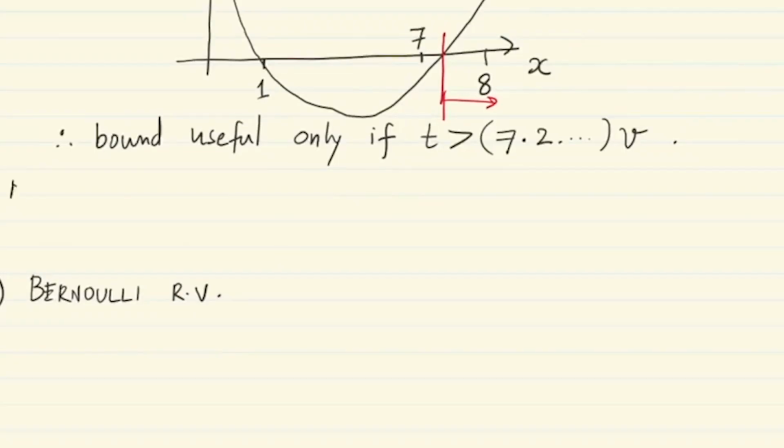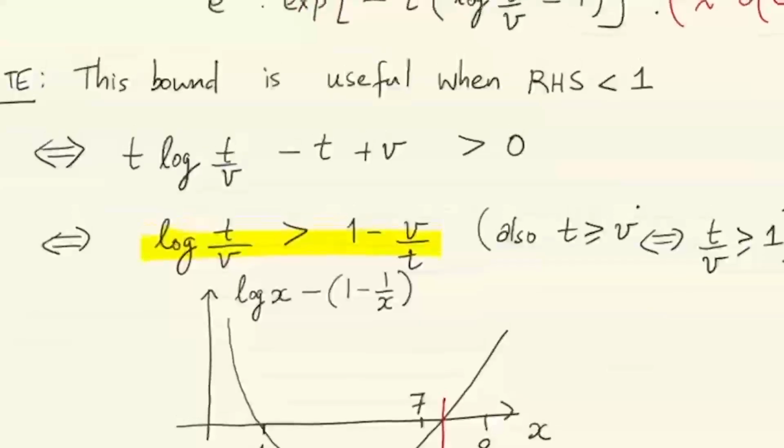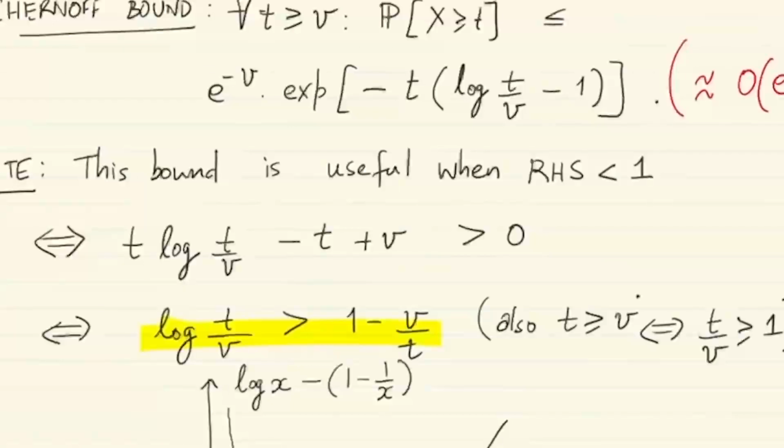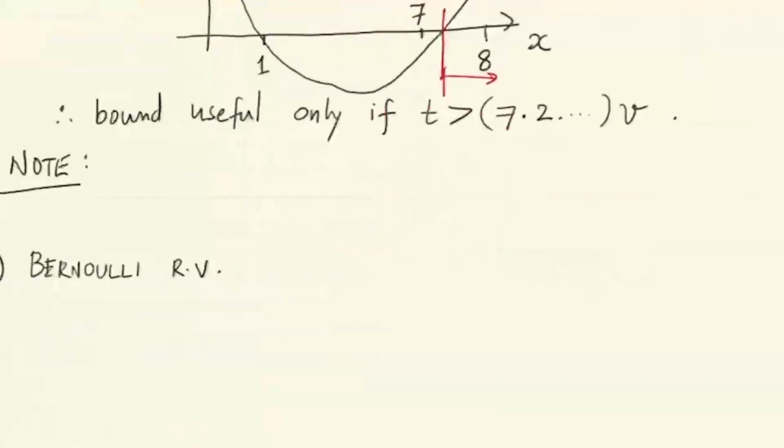Another note here is that we don't need to necessarily work with such a complicated form for the Cramér transform. We can also try to lower bound the Cramér transform Cx star of t to get looser but perhaps more insightful bounds. So one way of doing that for the Poisson distribution is as follows.